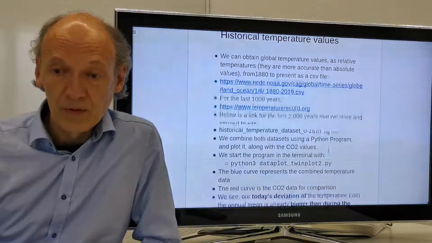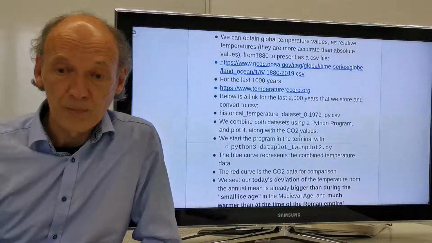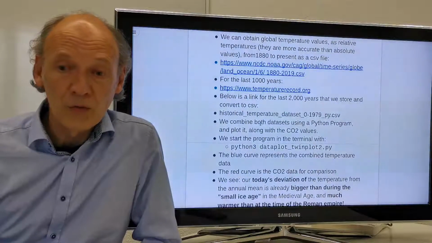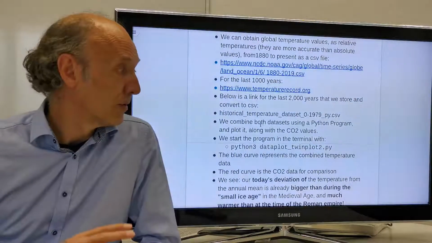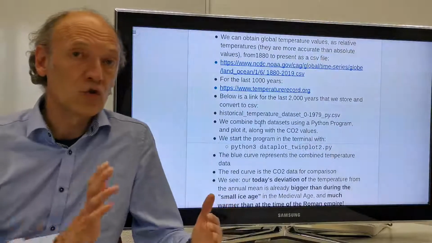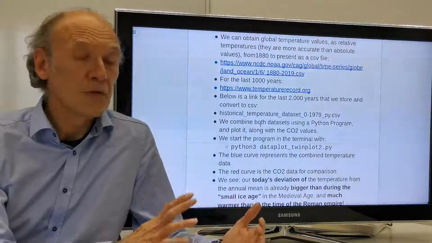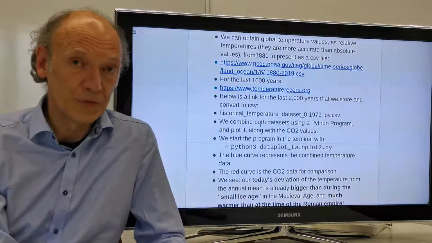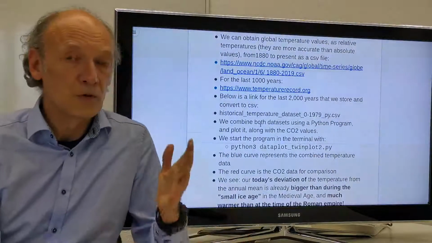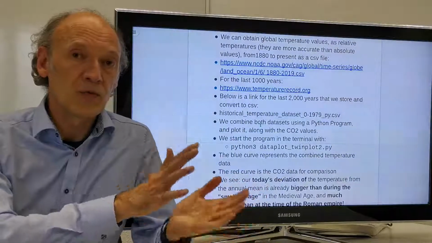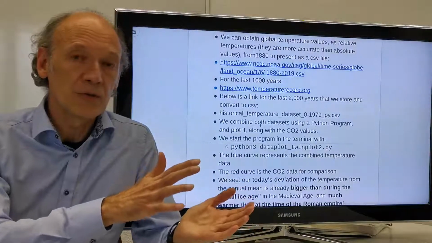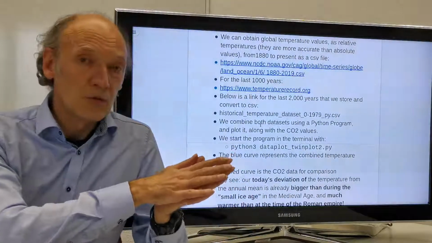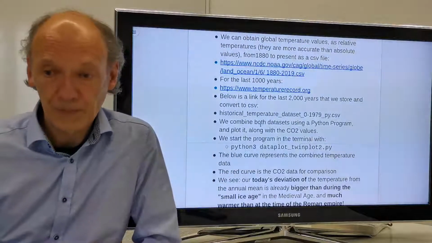So then I used a Python program to combine those two data sets, the longer history and then the shorter history. And this is also practical to check the precision of the numbers. If you would see the newer data and the historic data don't fit, then we know there's a bad accuracy. But if there's a good fit, we know there's a high accuracy.